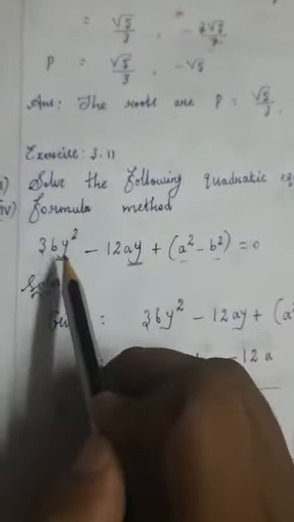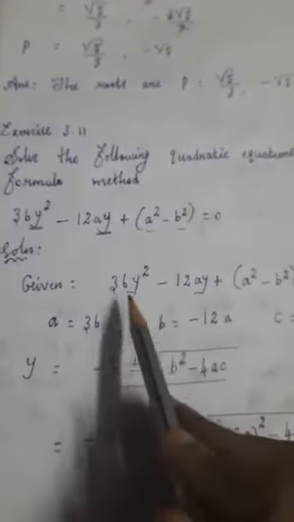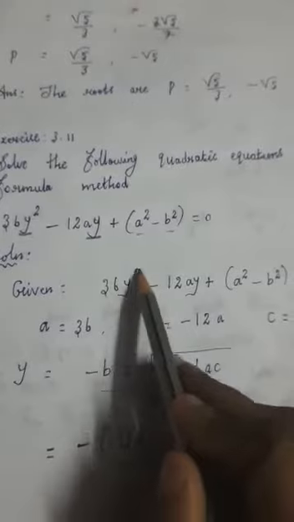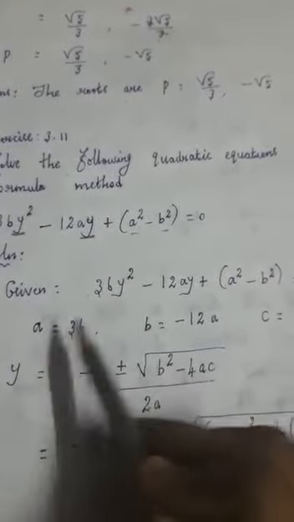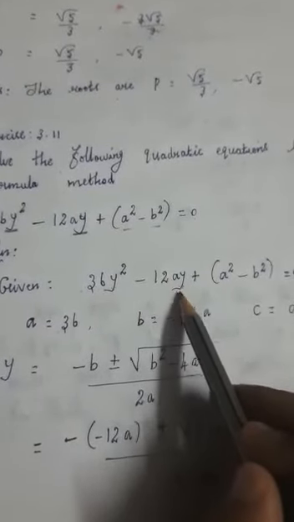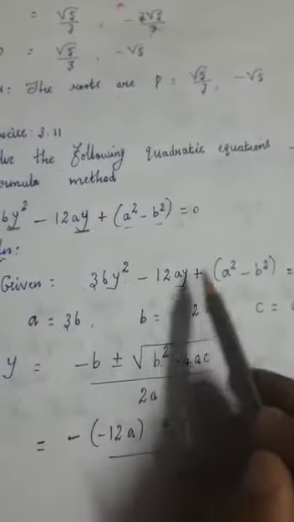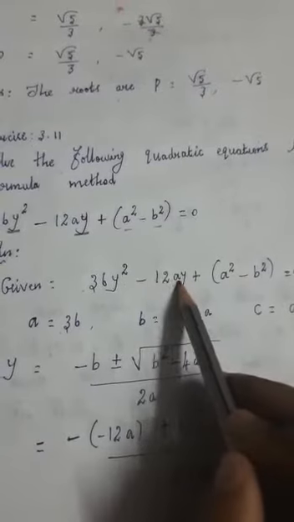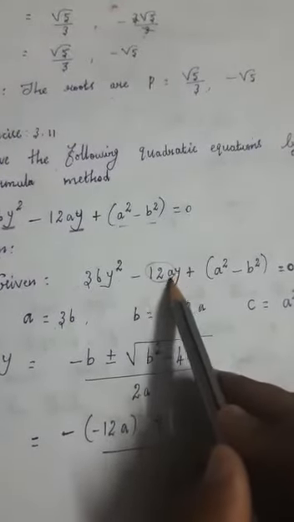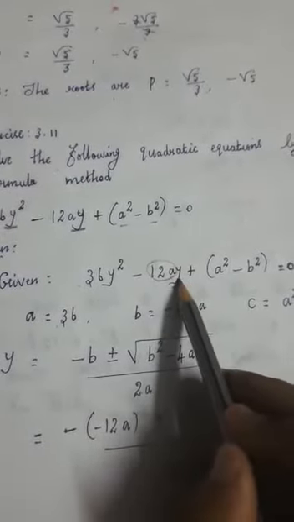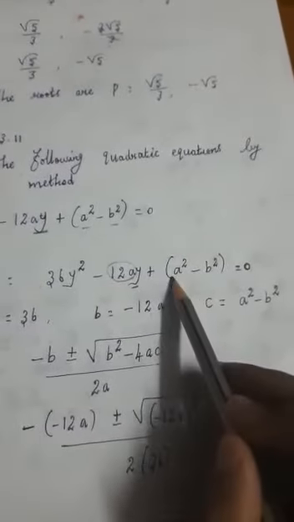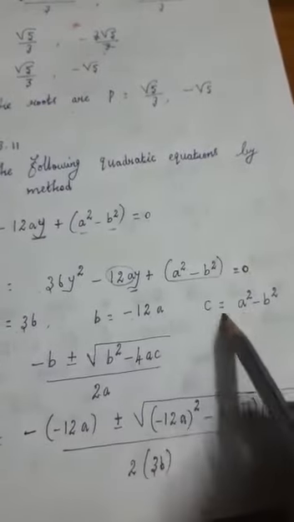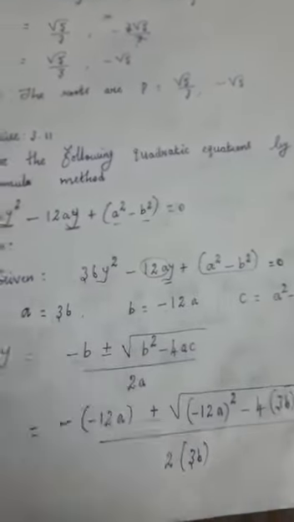So you know that the a value is the coefficient of y square. What do you have? 36. Then the next one, the coefficient of y only, that is the b value. Did you understand? Coefficient of y, so this fully, minus 12a, that is the b value. This fully is the constant term, so c is equal to a square minus b square.